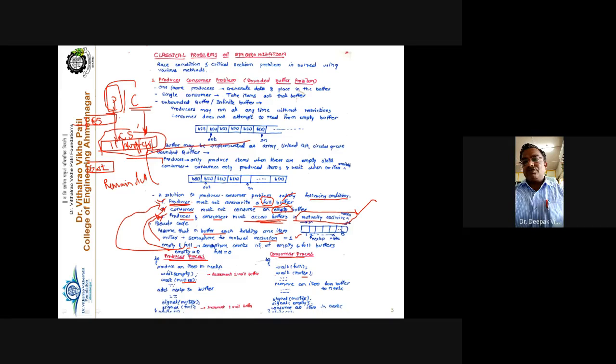So the semaphores count the number of empty and full buffers. Initially empty is equal to n, because we assume that all the buffer capacity is available, and full is equal to 0. Initially it is not full, it is empty.